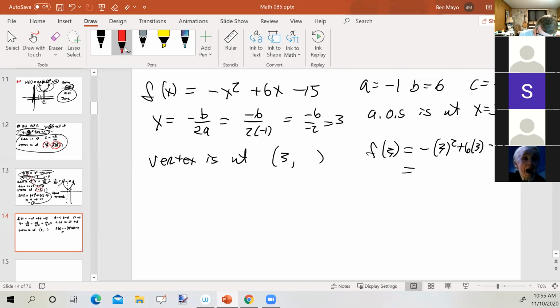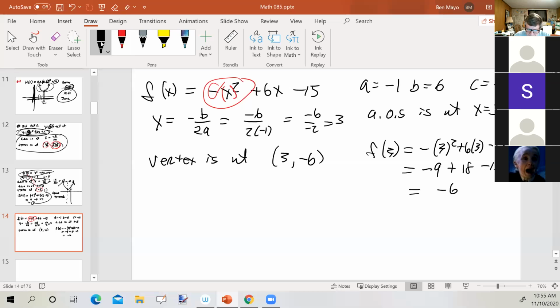Now, we've got to be careful with this situation right here. The negative sign is not included in the squaring. It's outside of it. The base is just the x. So I'm going to get 3 squared, which is 9, but then it's negative, plus 18 minus 15. Oh, let's see. That's going to be negative 9, plus 18 is 9, minus 15 is negative 6. So the vertex is at 3, negative 6. And does this thing open upward or downward? It opens downwards.